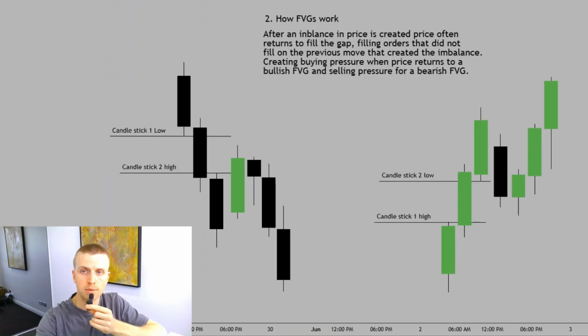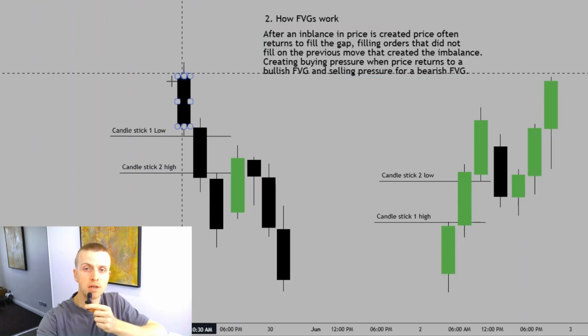So how do fair value gaps work? After an imbalance in price is created, price often returns to fill the gap, filling orders that did not fill on the previous move that created the imbalance, creating buying pressure when the price returns to a bullish fair value gap and selling pressure for a bearish fair value gap.